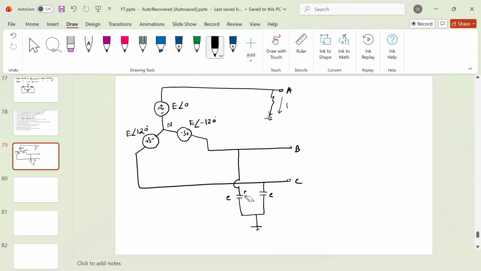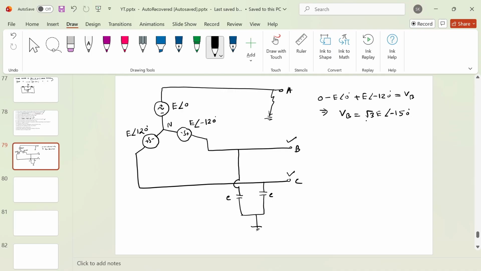So first of all, we need to understand what is the effect on the other healthy phases because the fault has occurred in one particular phase. It is an LG fault. If you calculate the voltage at these B and C terminals, let's say phase B voltage, if you write a KVL, you will get 0 minus E at an angle 0 plus E at an angle of minus 120 degree. It is nothing but VB. And if you calculate the VB voltage, you will get root 3 E at an angle of minus 150 degree.